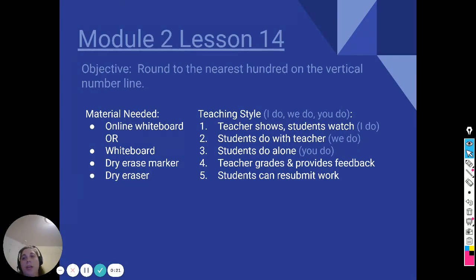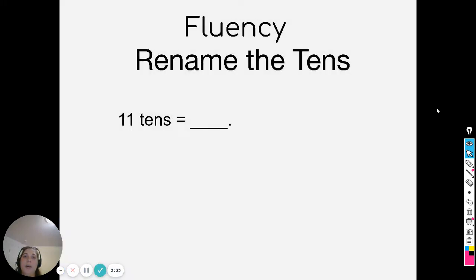Today you're going to need either your online whiteboard or your whiteboard, dry erase marker, and dry eraser. And we're going to follow the teaching style where I do it, we do it together, and then you do it on your own. First, we're going to start with some fluency. So we're going to change 11 tens to our standard number.